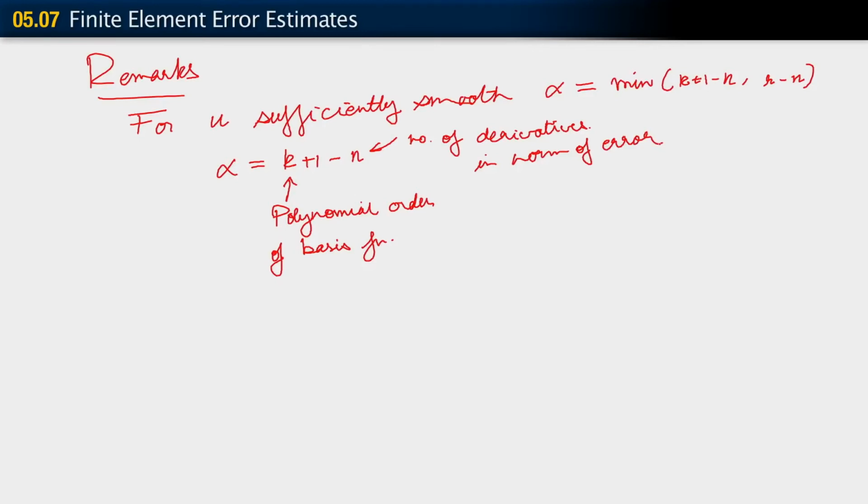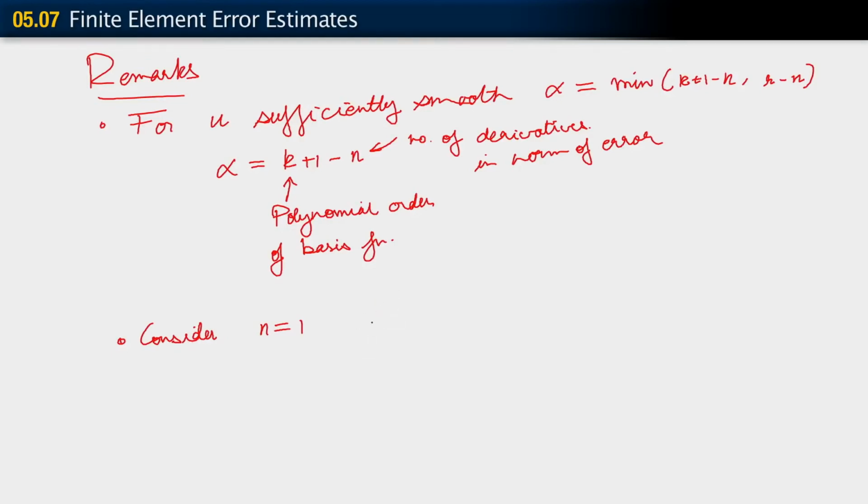All right, to get a little more insight, let's consider special cases, right? Consider n equals 1. So we're considering the 1 norm, right? The H1 norm. And, well, let's just consider n equals 1.